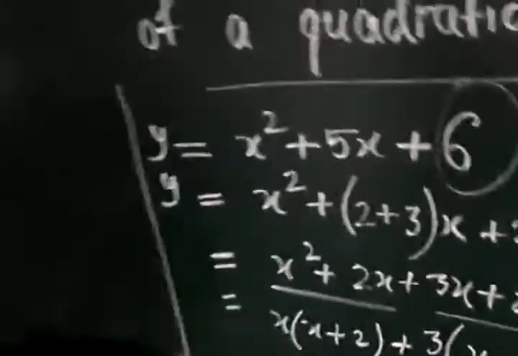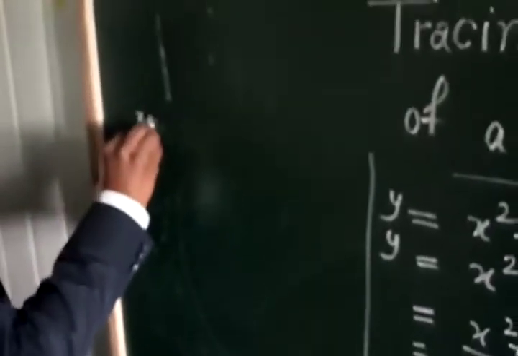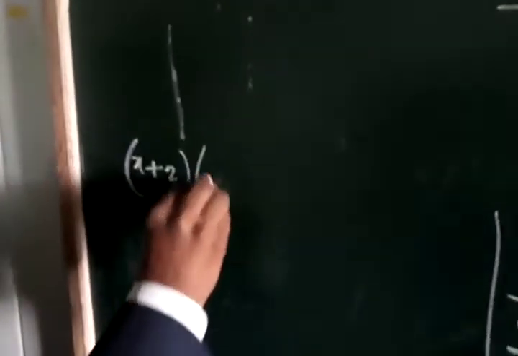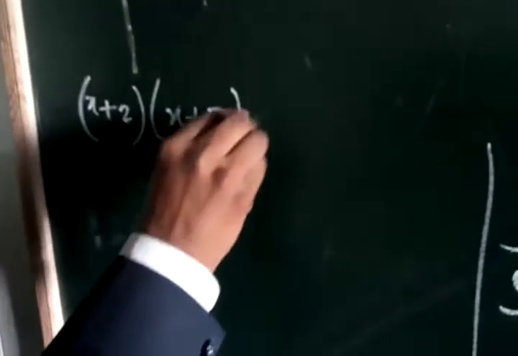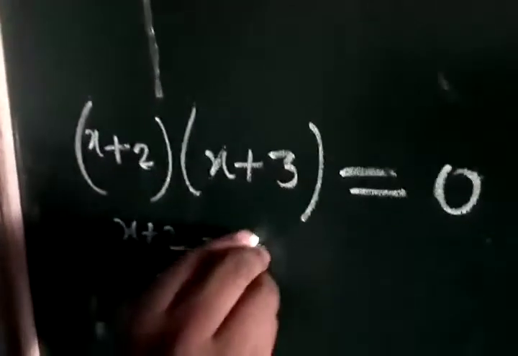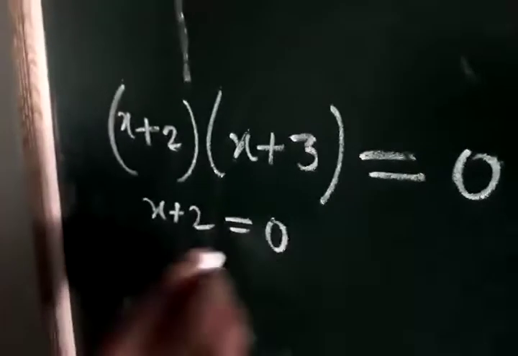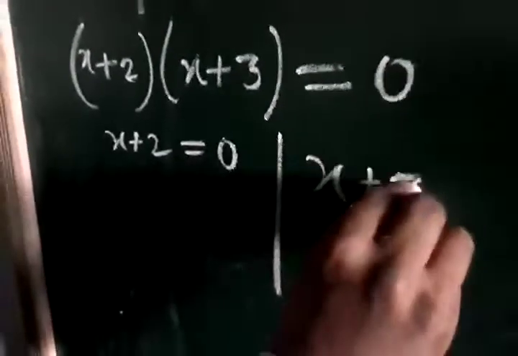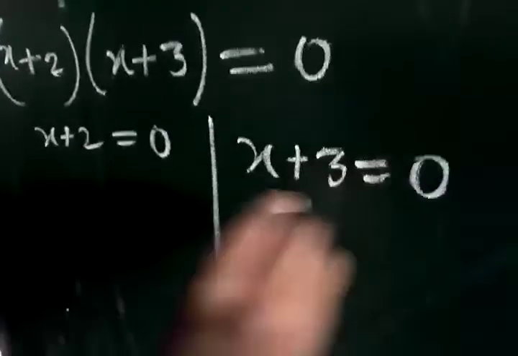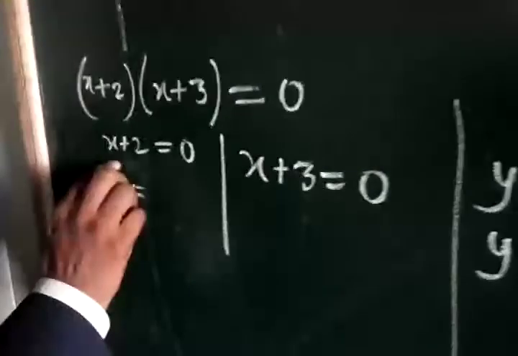Next our job is to equate these two factors, x plus 2 and x plus 3, with 0. So we have x plus 2 equal to 0, and x plus 3 equal to 0.